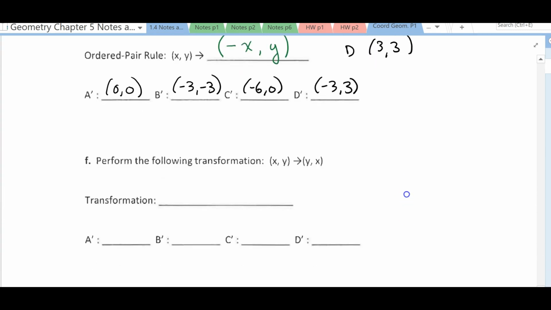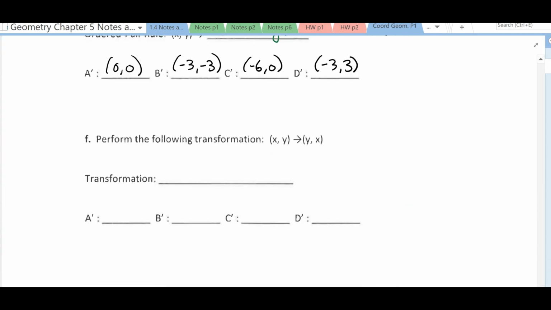We want to perform the following transformation. We're going to take all x, y values and switch the x's and the y's. So again, if you recall from our transformation unit, this is a reflection over the line y equals x.